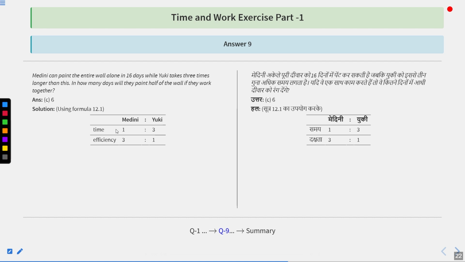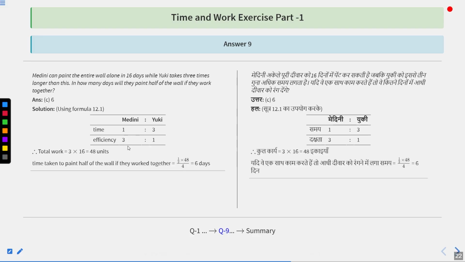So using the formula 12.1, first of all, we will make a table in which the relation of time and efficiency of Medini and Yuki is given to you, because it was given that Yuki takes 3 times longer than this. That means if time taken by Medini is 1 unit, then Yuki is going to take 3 units, thrice of Medini. So their efficiencies are going to be reversed because they are doing the same work. So efficiency is going to be 3:1.